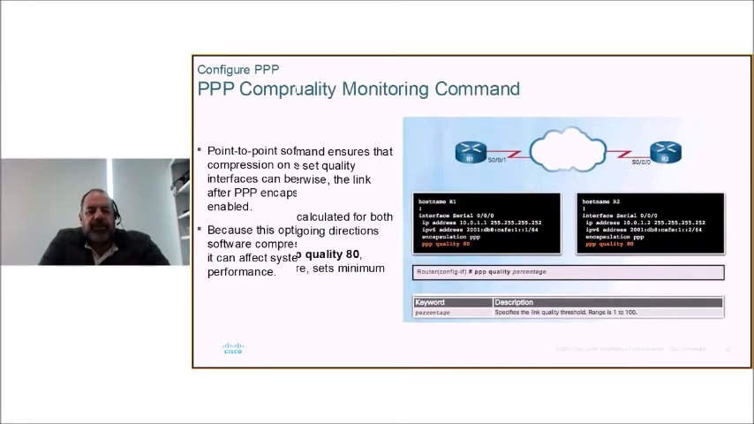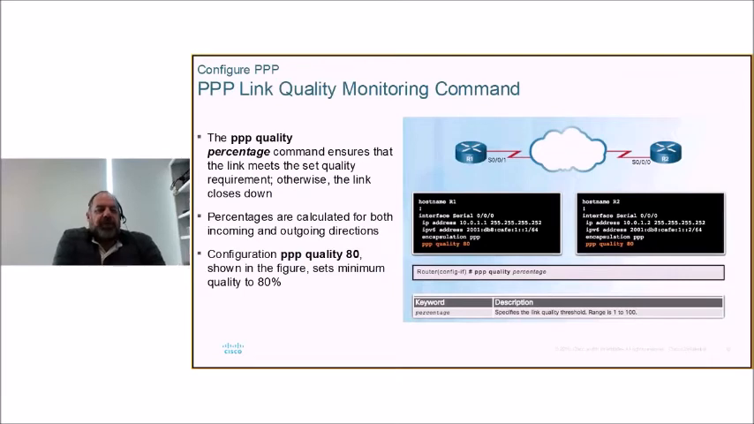Okay, and so then there's the quality percentage. So with quality percentage, the command ensures that the link meets the set quality requirement, otherwise the link closes down. And so in this example, we've got PPP quality 80. And so basically, as long as the link is 80% reliable, it will stay up.